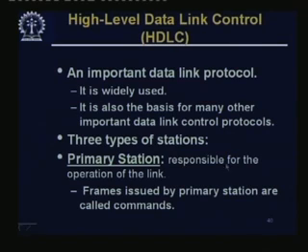It may not be only one master, that we will come to later on, but a primary station is the one who will initiate the setting up of connections etc. So, we will see that. So, this is responsible for operation of the link. Frames issued by primary station are called commands. So, primary station gives command.